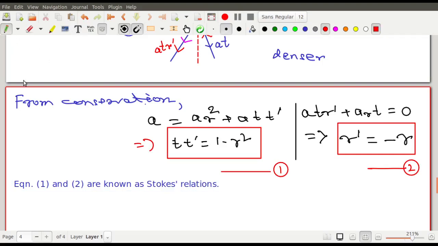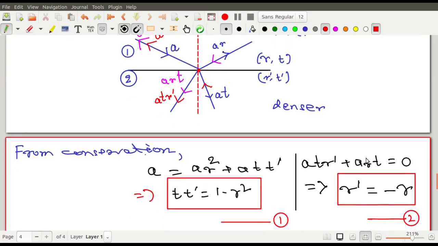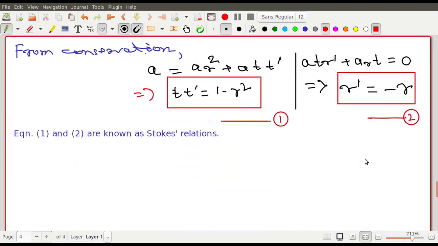And equation 2 signifies, এখানে দেখো r dash আর r গুলো কি, these are the reflection coefficients, বোঝা যাচ্ছে? What is r dash and r? r হচ্ছে reflection coefficient, and from here you see that these reflection coefficients are negative to each other, so একটা reflection coefficient আরেকটার থেকে নেগেটিভ আছে, right? So one of the reflection coefficients is negative of the other.